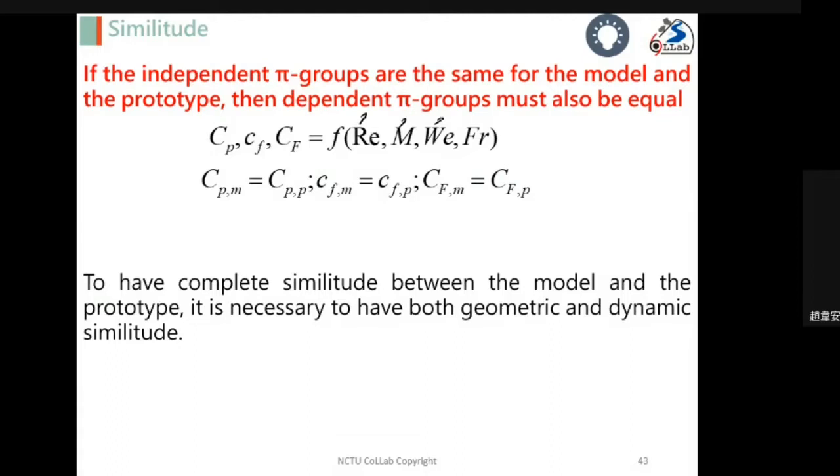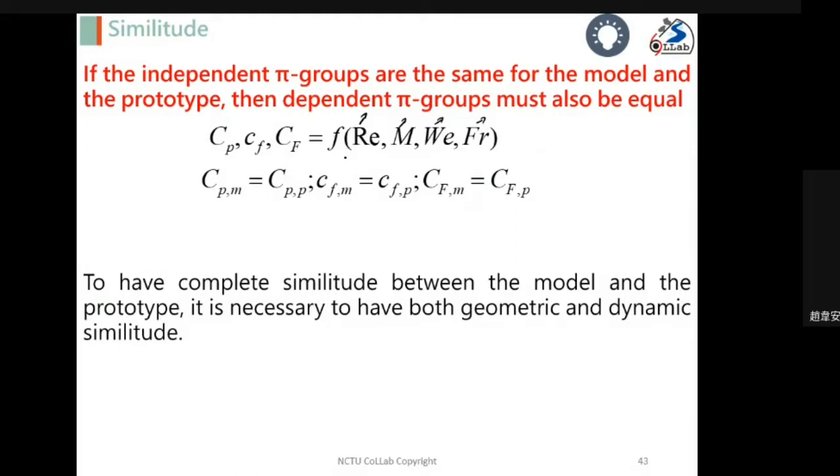the Weber number is some effect related to the surface tension force. So usually we will meet these problems at liquid to gas interface problems. And the Froude number is related to the gravity force.